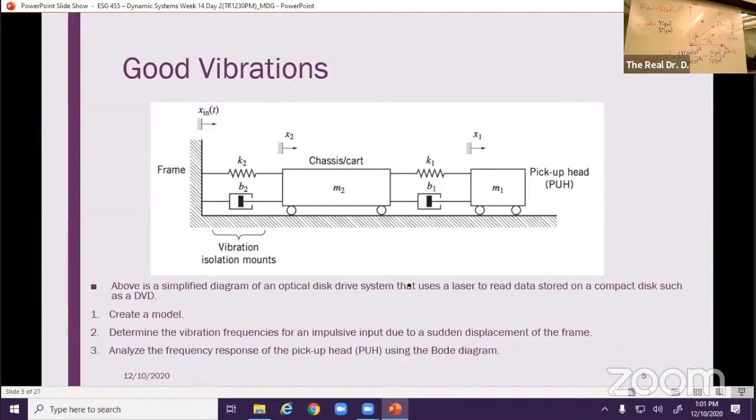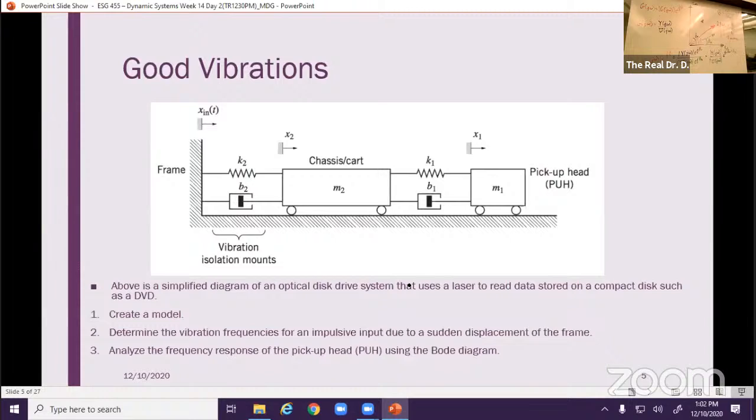We want to find the vibration frequencies for an impulsive input due to a sudden displacement of the phone. Hold on a second, Dr. B. Pump the brakes. I thought for frequency response, we had to have a sine wave input. What is this impulse business that you're talking about? Just hear me out. We'll get there. And we want to analyze the frequency response by looking at the Bode diagram, right? And we want to do all of this for the pickup head.